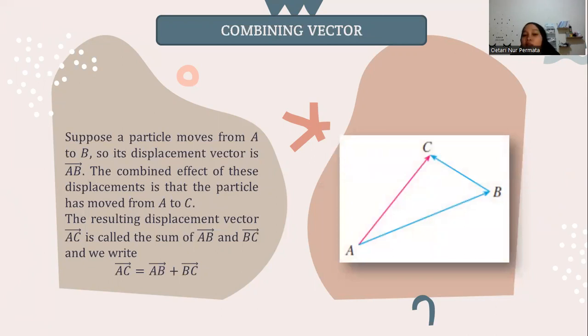Suppose a particle moves from A to B, so its displacement vector is vector AB. The combined effect of this displacement is that the particle has moved from A to C. The resulting displacement vector AC is called the sum of vector AB and vector BC, and we write vector AC equals vector AB plus vector BC.